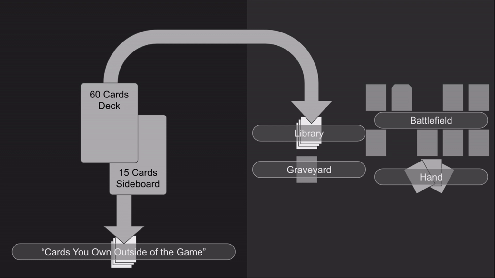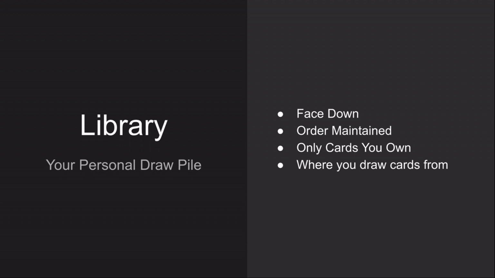Most of the time, when the rules refer to cards you own, they mean the cards you brought to the game in either your deck or sideboard. Your library is your personal pile of cards to draw from. It is kept face down and the order is maintained unless a game action directs you to adjust it.